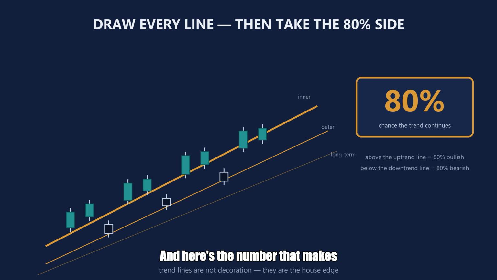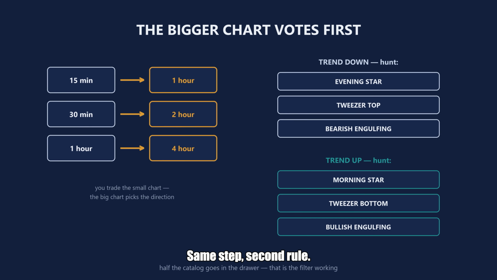And here's the number that makes the work worth it. If the candles are trading above the uptrend line, the market has an 80% chance of continuing bullish. Below the downtrend line, 80% chance the bearish move continues. 8 out of 10. You don't fight those odds, you join them. The trend lines aren't decoration, they're the house edge, and drawing them puts you on the house's side of the table.